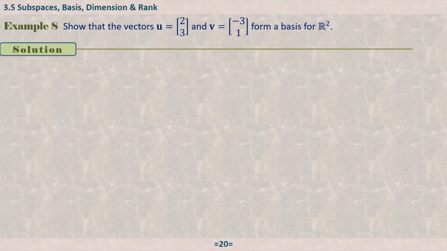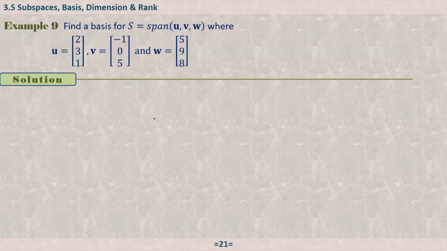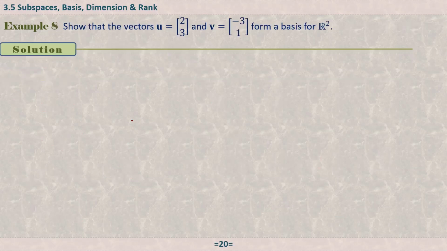In this example, show that the vectors u = (2, 3) and v = (-3, 1) form a basis for R2. In the previous example, the standard unit vectors form a basis, and here we are going to show that they form another basis, because a subspace can have more than one basis. Soon we are going to prove in a theorem that the number of vectors in a basis is always equal.